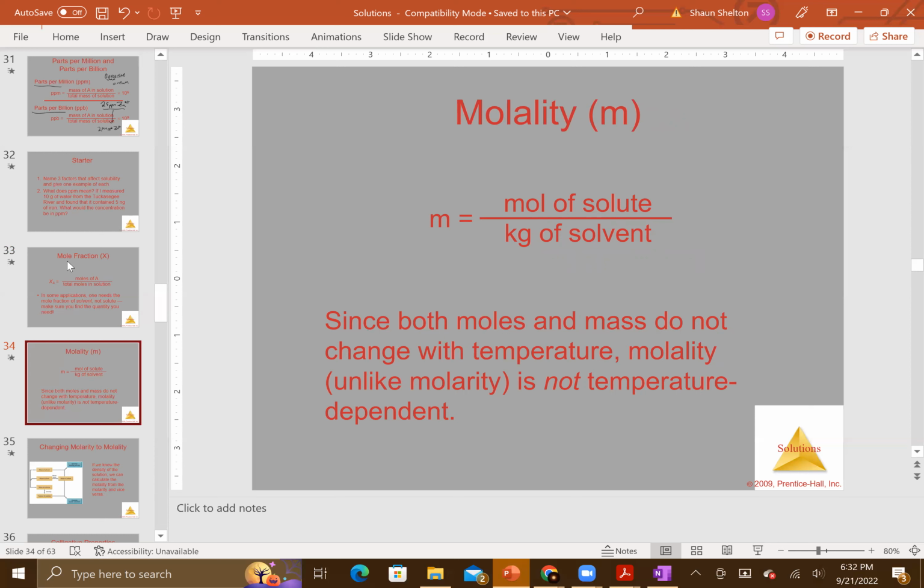So what does molality sound like to you guys? What concentration does molality sound like? Yeah, that's right. It's molarity.